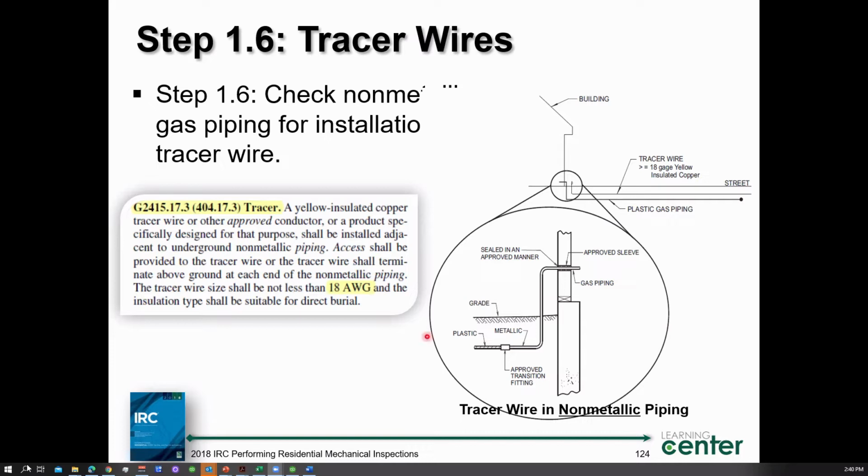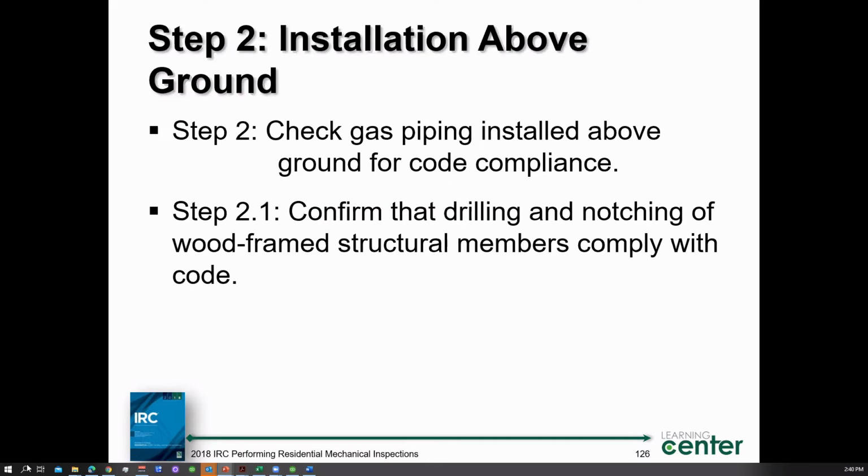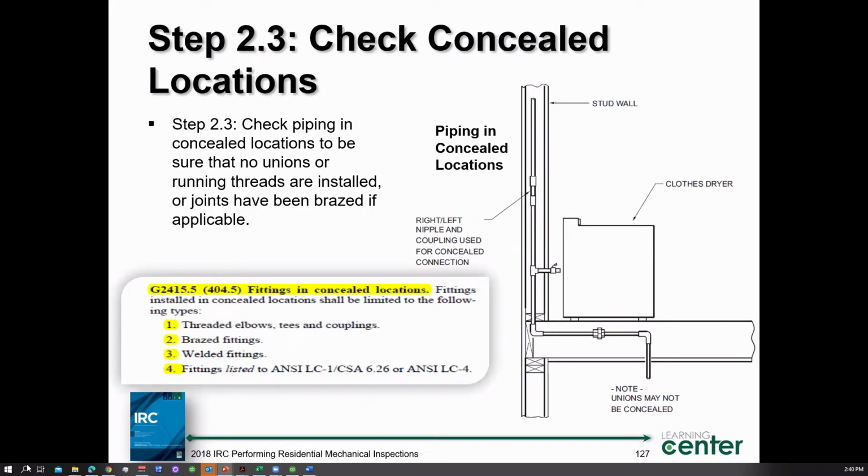Yeah, that's for sure. So basically what we're talking about here is safe installation of gas piping. So again, here's our same code section for that tracer wire, the wire gauge, things of that nature. We've already been through that. So let's move on to where I want to get to here. All right, check gas piping for code compliance. That's a good thing. Confirm drilling and notching. Hey, guess what? There are certain fittings that are not allowed to be concealed in construction. Did you know that?